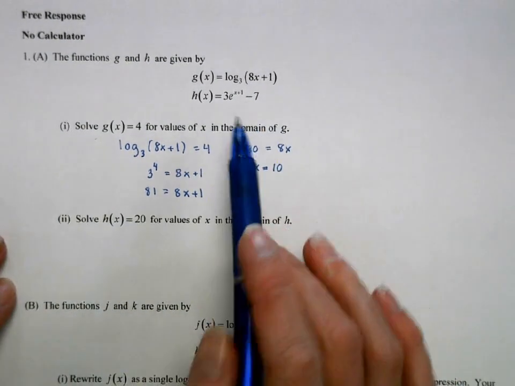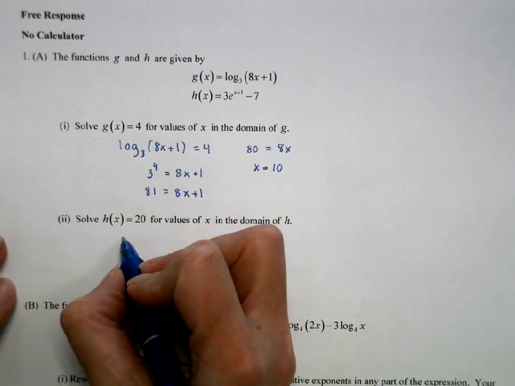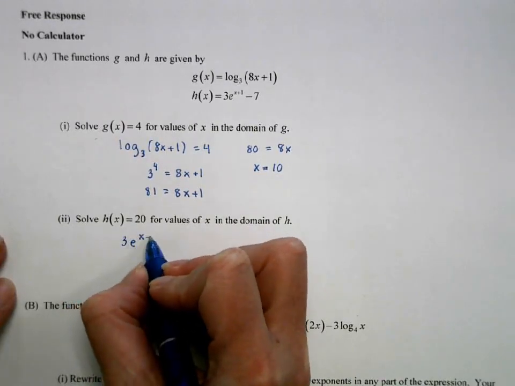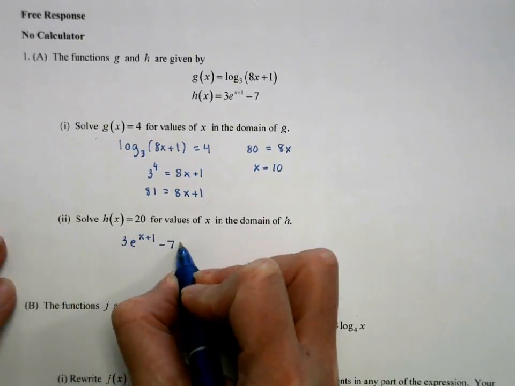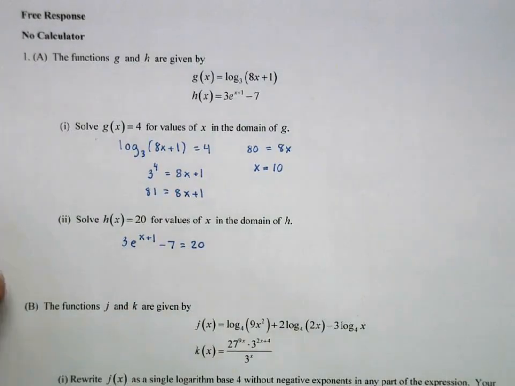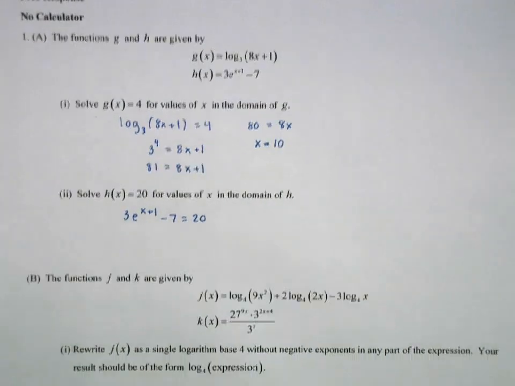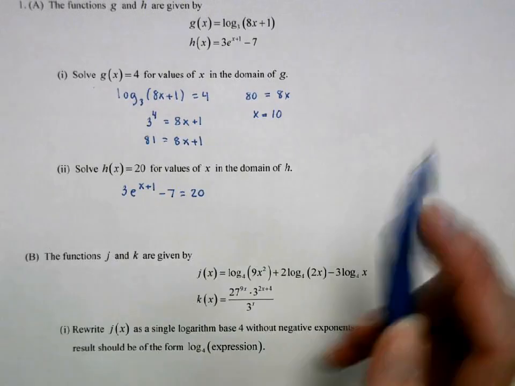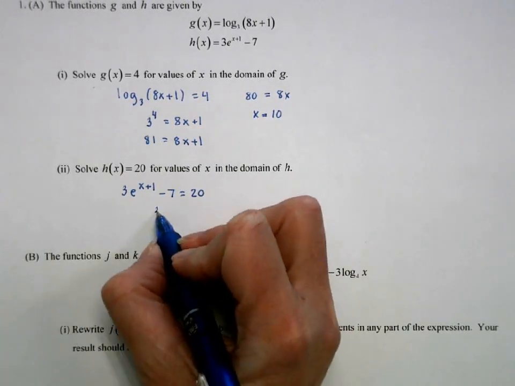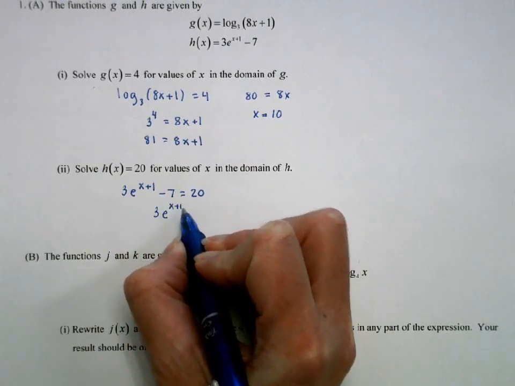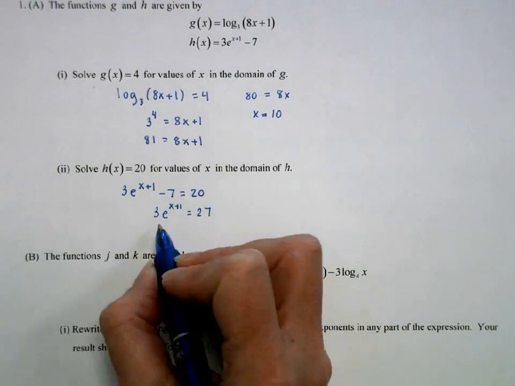Second one, we're going to take our second equation and set it equal to 20. In this case we do need to isolate our exponential function. So I'm going to add 7, divide by 3.